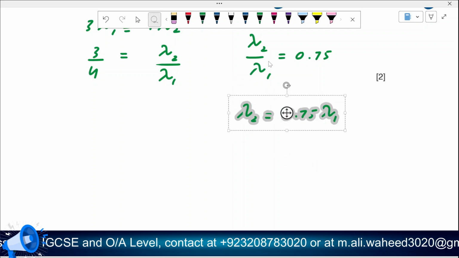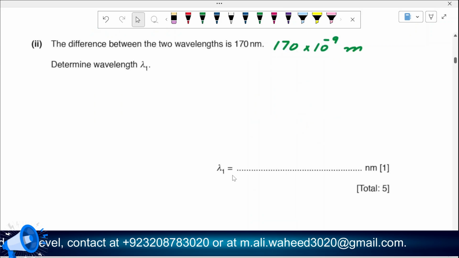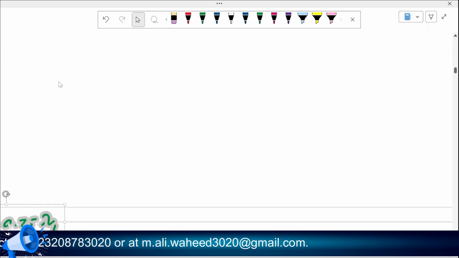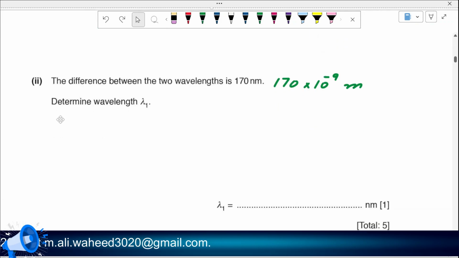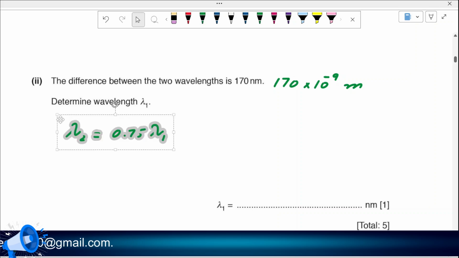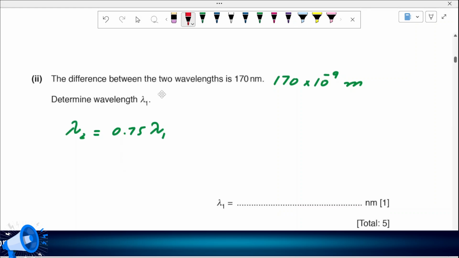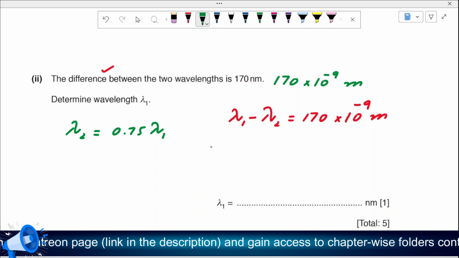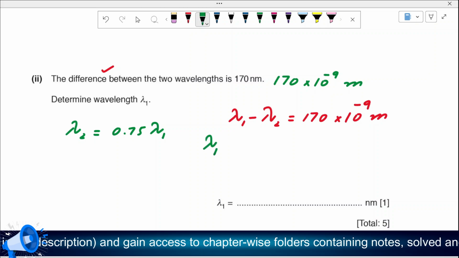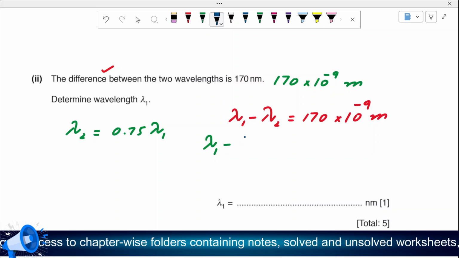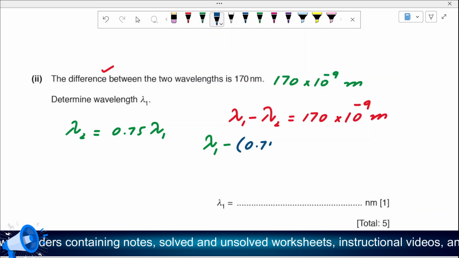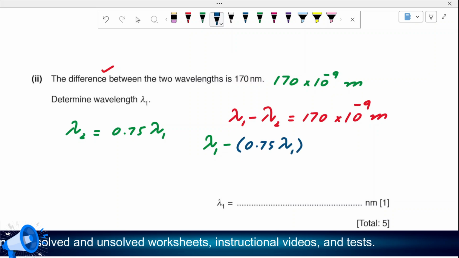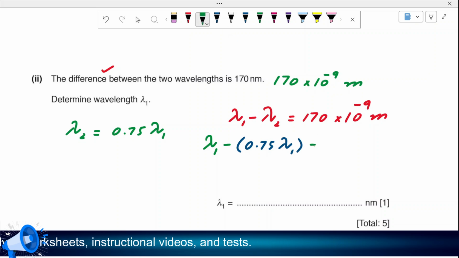Here we have the first one. I can simply copy paste it over there. And the other expression I can form from the statement which says the difference between the two wavelengths. So what do we have then? Lambda 1 would be written as it is. Instead of lambda 2, you can insert the value, which is 0.75 times lambda 1, equals everything else as it is.